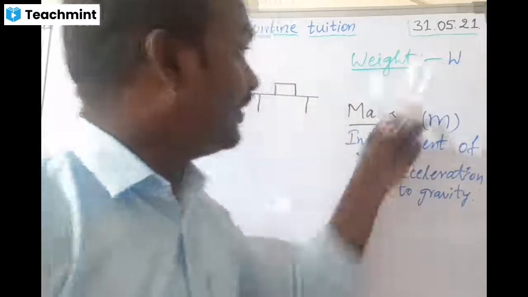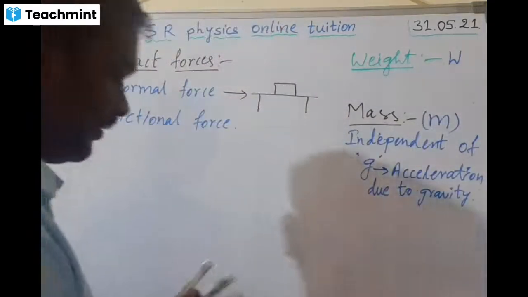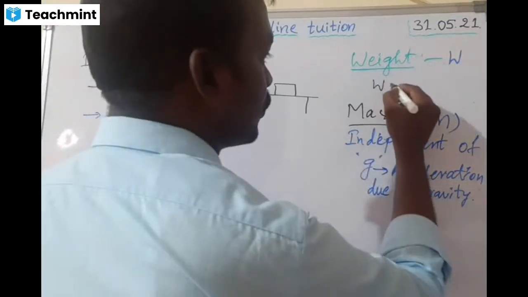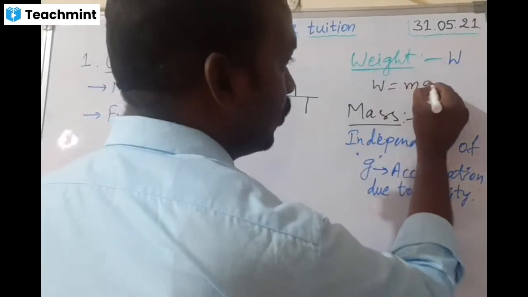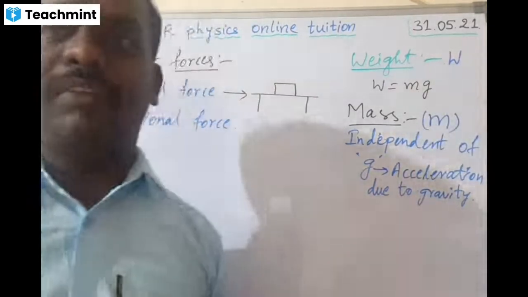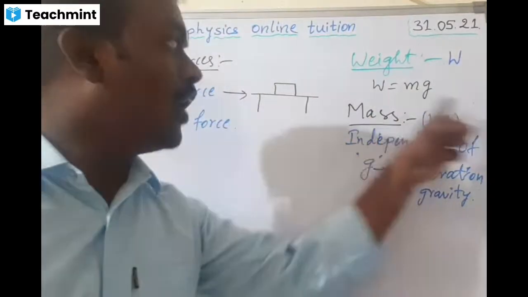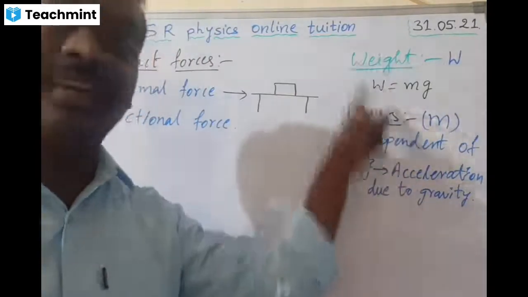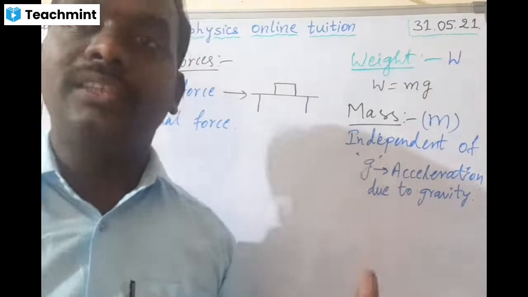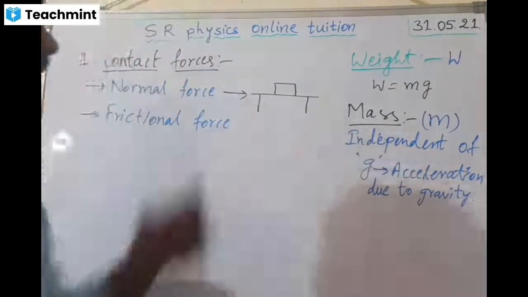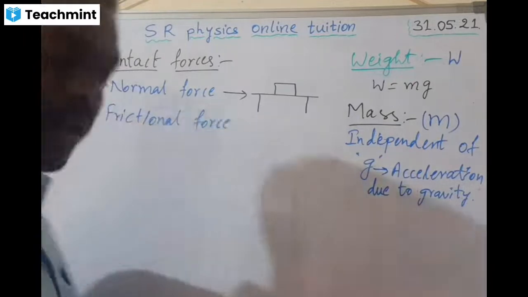Okay, so here this W can be expressed as W is equal to what, Nana? M into g, mass into acceleration due to gravity. Okay, so this is about the differences between weight as well as mass. Okay, now let us see here to discuss this normal force.